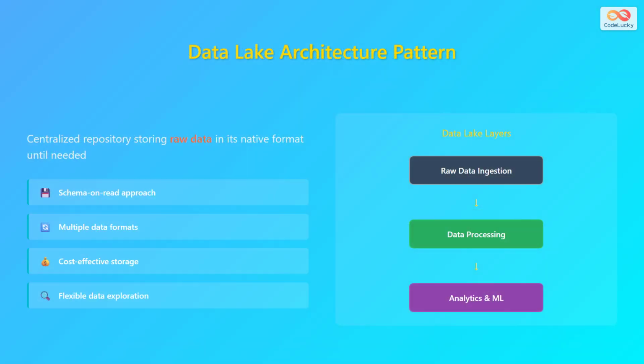The data lake architecture pattern uses a centralized repository storing raw data in its native format until needed. This architecture uses a schema-on-read approach. It supports multiple data formats. It is cost-effective for storage. It provides flexible data exploration. The data lake consists of 3 layers: raw data ingestion, data processing, and analytics and machine learning.